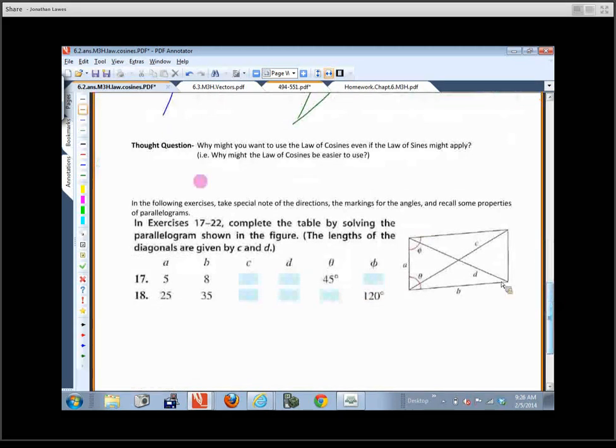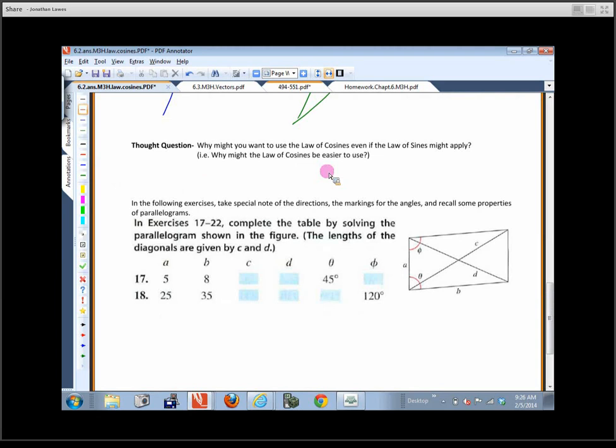And again, just to reiterate, why would it be a good idea to use the law of cosines even if it's possible to use the law of sines on a particular problem?